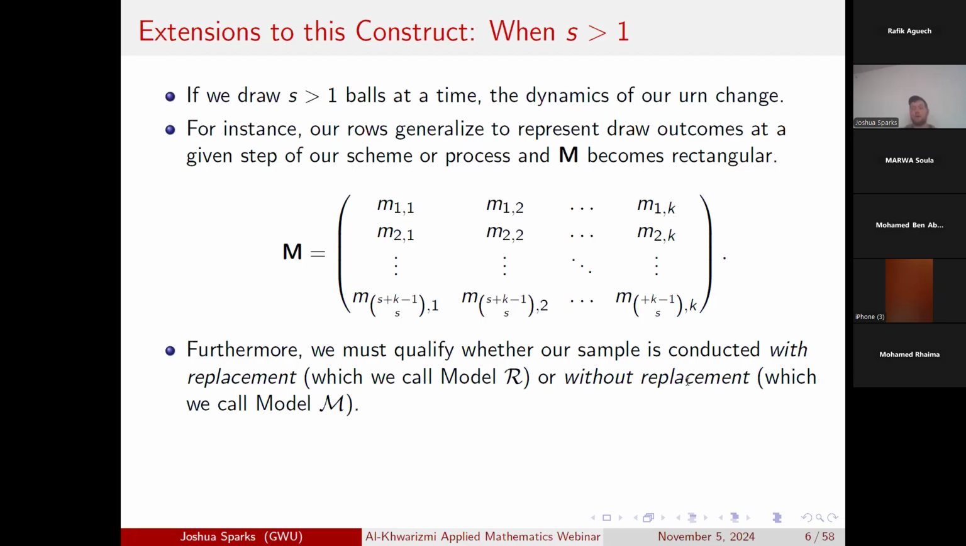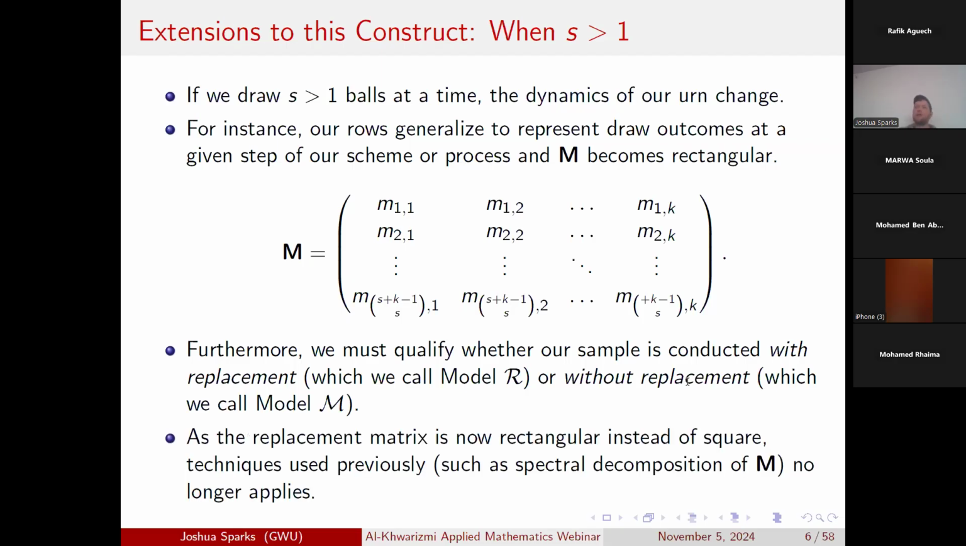Another component to take into consideration is that we also need to qualify whether our sample is conducted with replacement. We often see it called model R, or without replacement, called model M. I think Kuba and Shen defined this about 10 years ago when dealing with essentially a scalar or the Polya-Eggenberger urn with multiple drawings when you have k different colors.